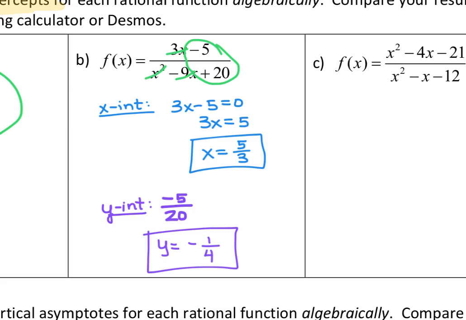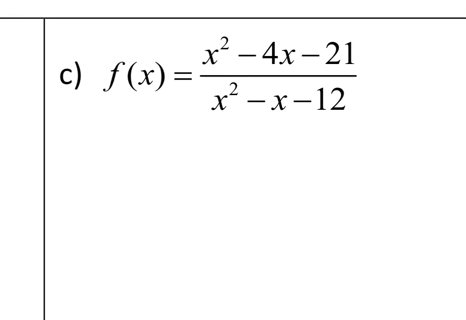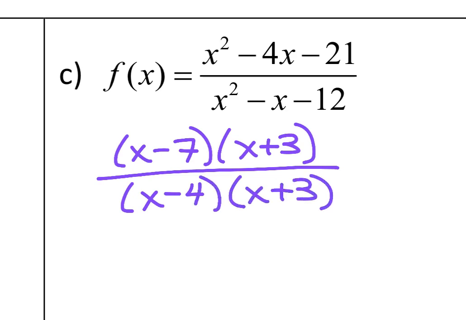And for letter C, be careful because there's a hole. You have to make sure that you're not thinking that the hole is an x-intercept. So here's what I mean. Start by factoring the numerator and denominator. So you get (x minus 7) over (x plus 3) and (x minus 4) over (x plus 3), and you cancel the x plus 3's.